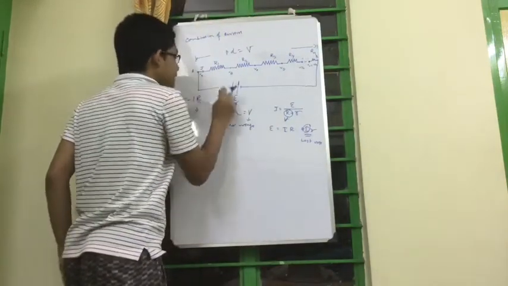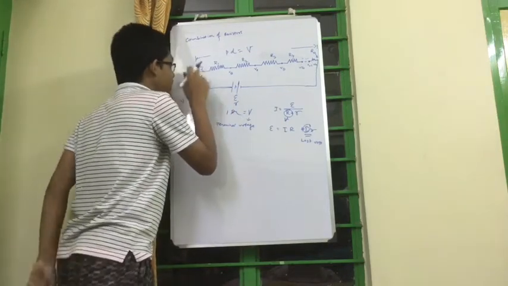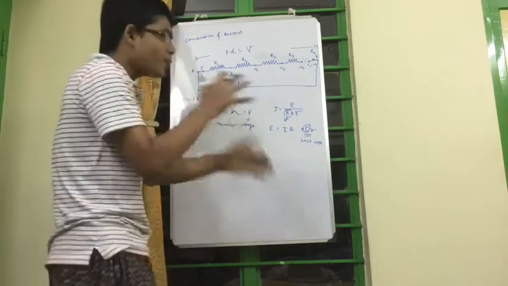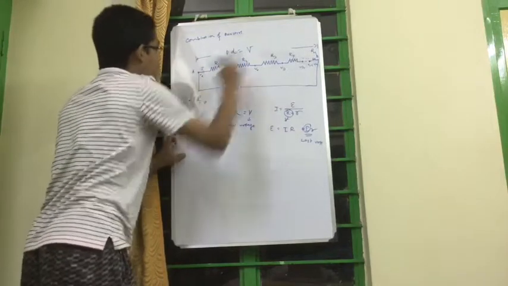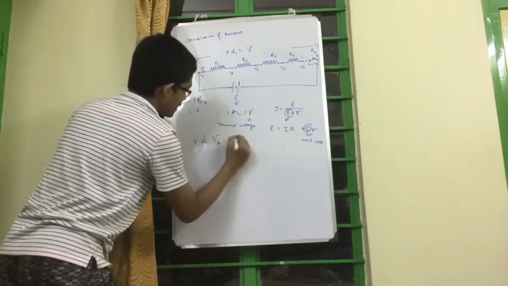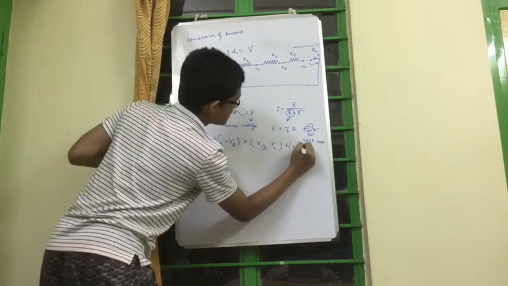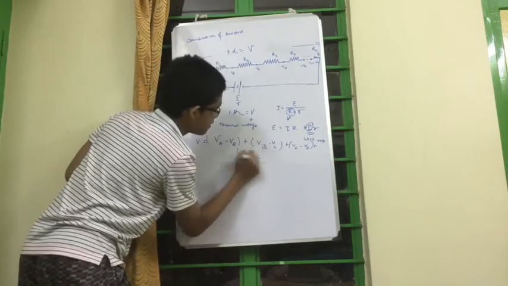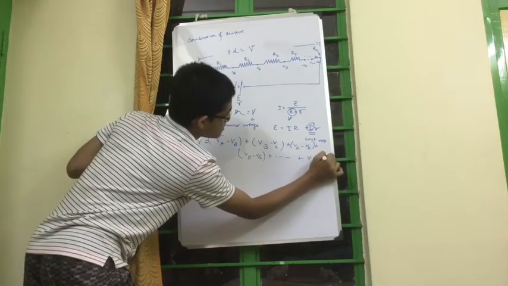Since it is connected to the positive terminal, it will have higher potential, and toward the negative, lower potential. So we can write that the total voltage V equals VA minus VB plus VB minus VC plus VC minus VD plus VD minus VE plus up to VN minus 1 minus VN.